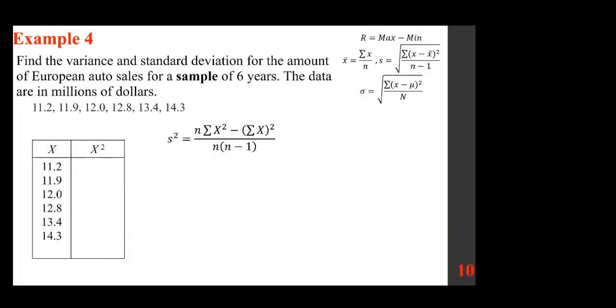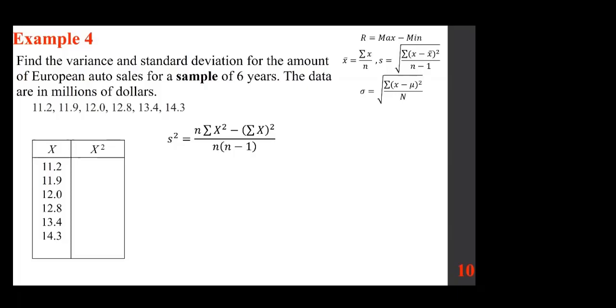Find the variance and standard deviation for the amount of European auto sales for a sample of 6 years. The data are in millions of dollars. It's important to pay attention that this is a sample. The variance S squared is summation of x minus x bar quantity squared over n minus 1, or n summation of x squared minus summation of x quantity squared over n times n minus 1. There are two different ways of calculation. Let's look at this method of calculation.